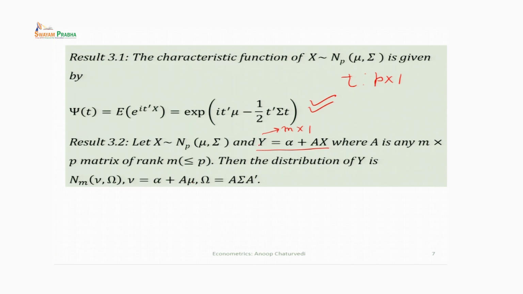You can easily verify that expectation of y is equal to alpha plus A times expectation of x, which is mu. So, nu is equal to alpha plus A mu, and the variance covariance matrix of y is omega, where omega is equal to A sigma A transpose. So, if you take this kind of linear transformation of x, then for this transformation y also follows a multivariate normal distribution. In fact, you can verify this result using this characteristic function also.